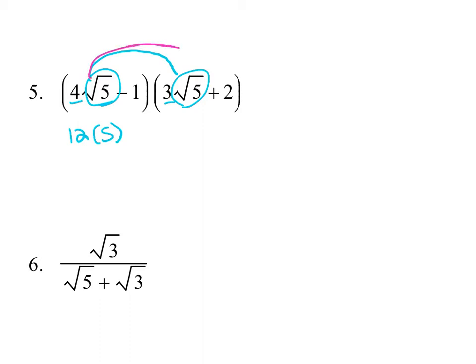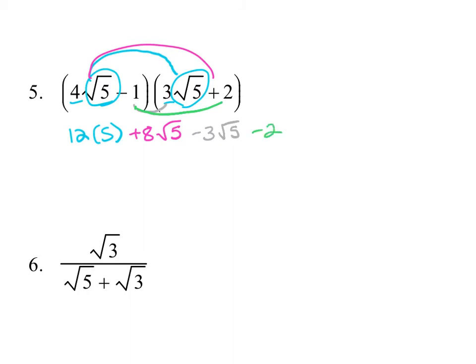Then I go to the outer 2. 4 times 2 is 8 times root 5. Then I go to the inner 2. Negative 1 times 3, negative 3 times root 5. And then I go to the last, negative 1 times positive 2, negative 2.